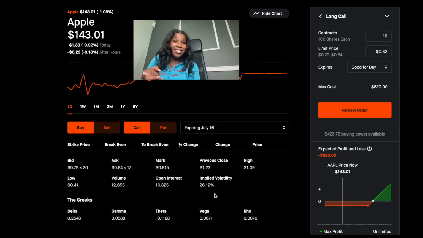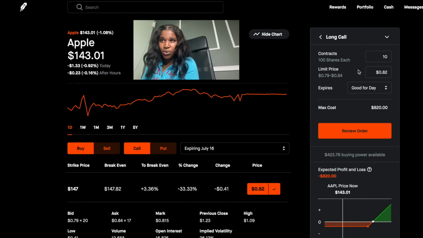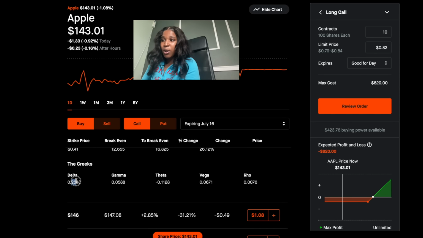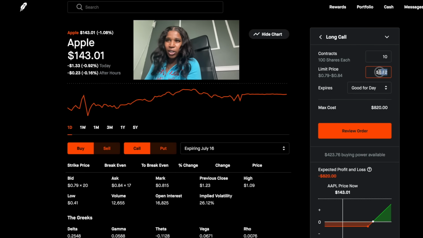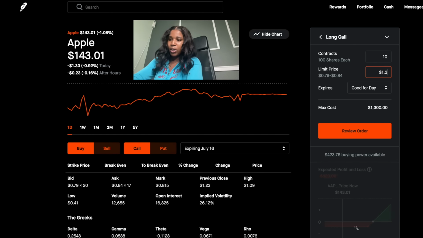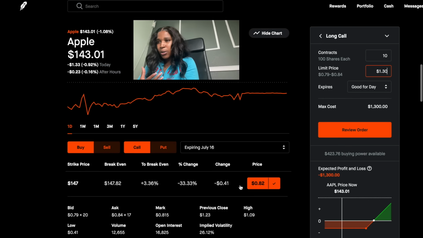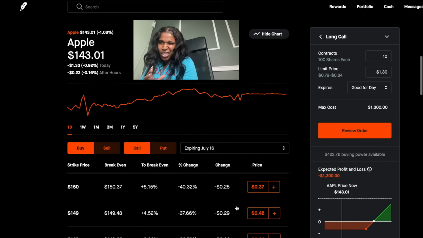Let's say you have $1,000 to risk. So use 10 contracts. You pay $820 for this $82 contract. Cool. If it moves up, we'll just move the price up by 50. Let's say it's worth 50 more, so that would be like 130. I would just edit that to be 1.30. And you can see that you'll make $500 if it goes up, and boom, that's kind of how you calculate it.